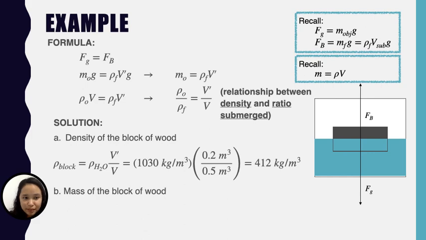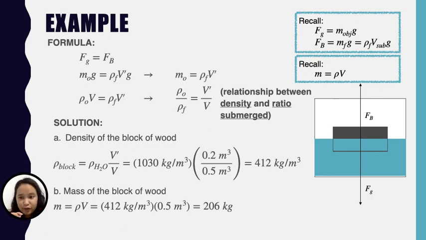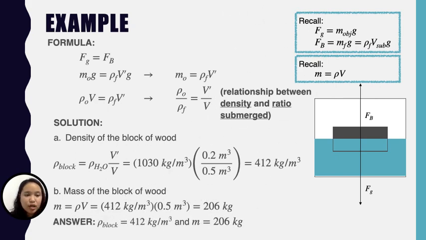Since we now have the density, we can easily calculate the mass of the block of wood. Mass is equal to density times volume. So the density of the block is 412 kilogram per meter cube times V, or the actual volume of the block, which is 0.5 meter cube. So you should get 206 kilograms. Now let's list the answer. The density of the block of wood is equal to 412 kilogram per meter cube, and the mass is equal to 206 kilograms.